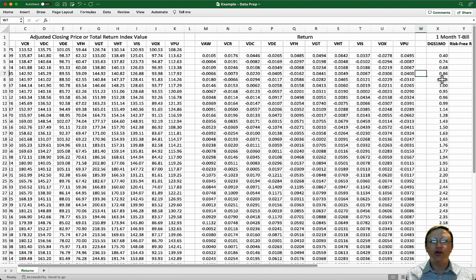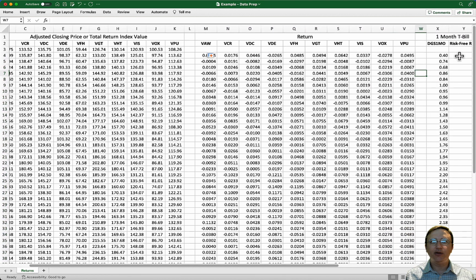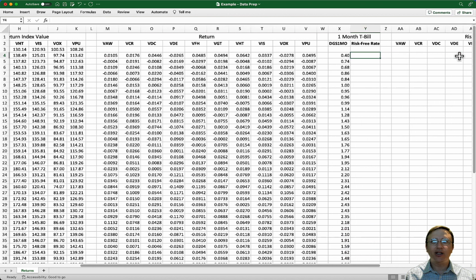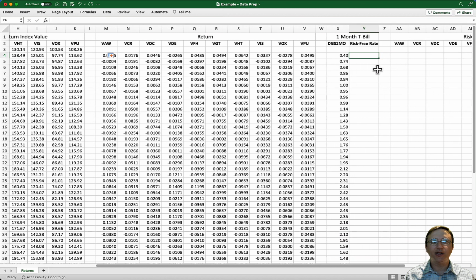Next, we will convert our monthly observations of T-bill yields. This data was obtained from the Federal Reserve Economic Database, so it's not in decimal form. Divide the yield by 100 and then by 12 to get the monthly yield in decimal form.